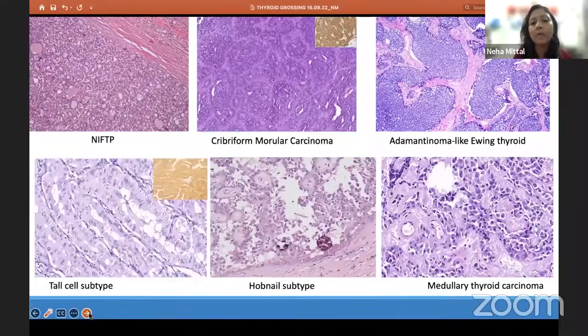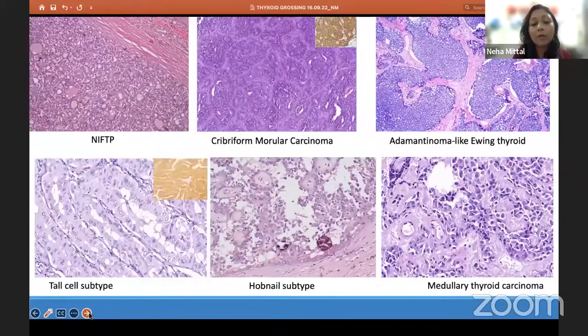These are practically now in 90% cases defined by BRAF V600E mutations, and combination of TERT promoter mutations with BRAF is an indicator of distant metastasis in these lesions and is important. Hobnail subtype, again a high risk subtype, and medullary thyroid carcinoma.